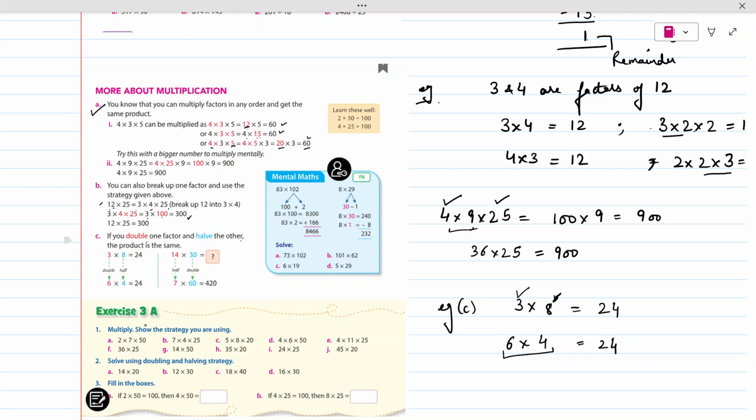Now, before moving to exercise 3A, quickly again I will tell you the three methods which we just learned. The first method is, we can multiply factors in any order to get the same product. Second is, we can break the bigger number into smaller numbers so that we can multiply them easily. And the third is, we can double one number and half the other number and then multiply them, then also the product will be the same. Okay. So kids, now I hope that you have understood all the three things.